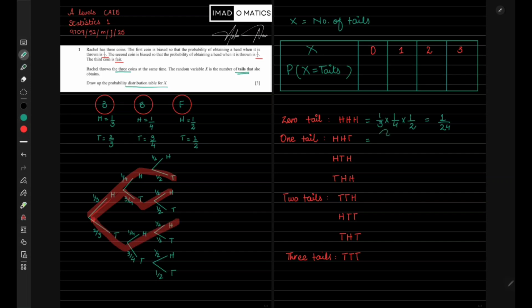So head, head, tail would be 1/3, 1/4, 1/2. The same for head, tail, head: 1/3, 3/4, 1/2, and tail, head, head would be 2/3, 1/4, 1/2. Okay, so this gives you 1 over 24. The second gives you 3 over 24.